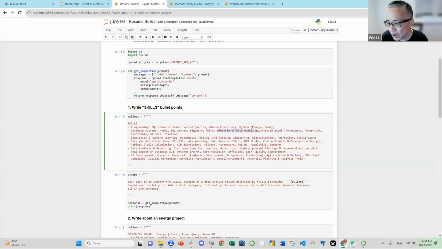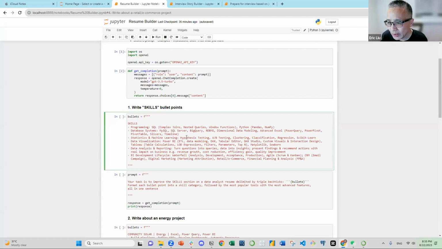So dimensional data modeling. This is important because if you put this down, that means you understand database design, data infrastructure, data architecture, and dimensional data modeling. And some people leave this out: advanced Excel. A lot of times, don't look down on Excel. Excel is still important, but you just need to realize there is a whole different way of using Excel. So for instance, if you haven't heard of Power Query, Power Pivot, slicers and timeline, you probably need to learn that, okay?